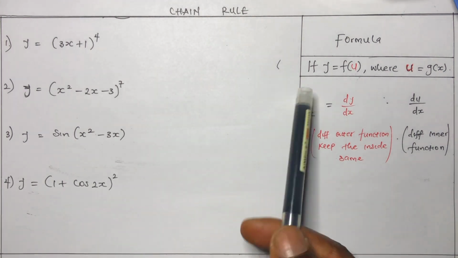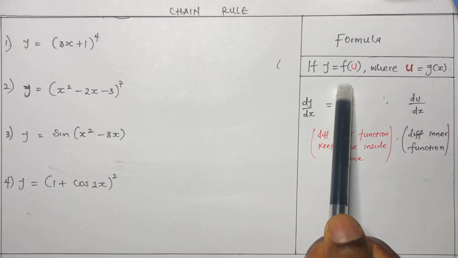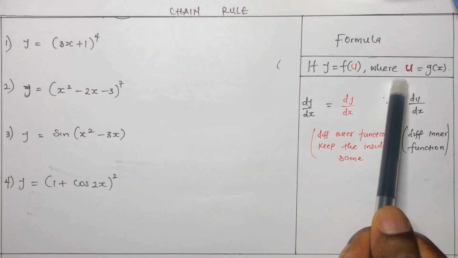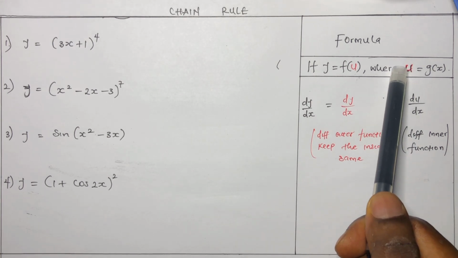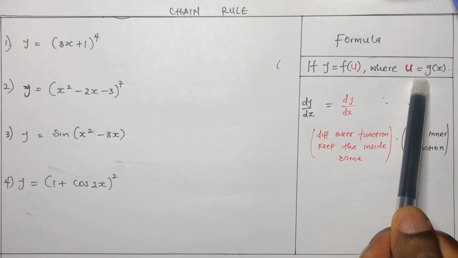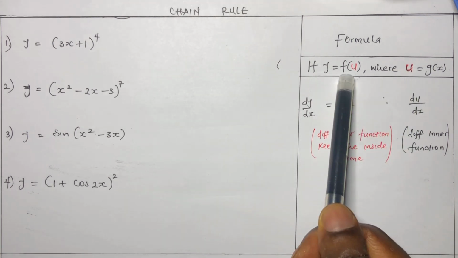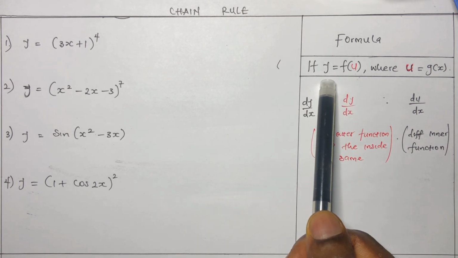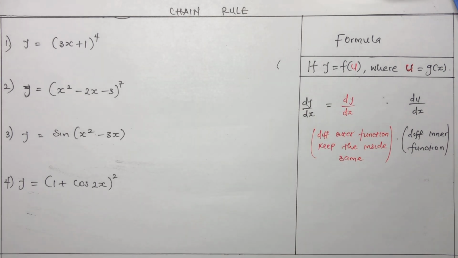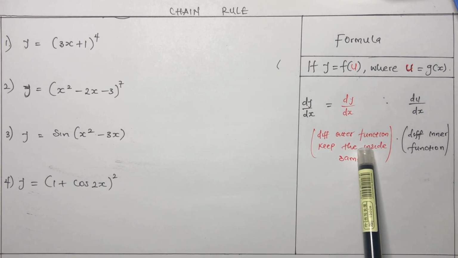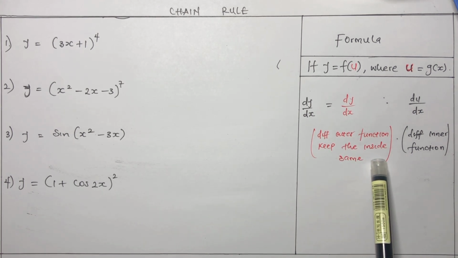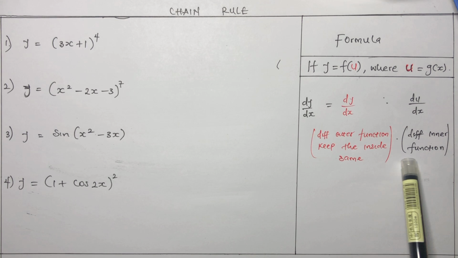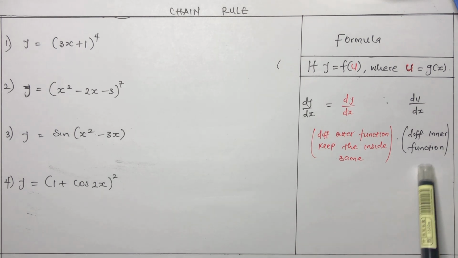Let's take from our formula, we have that y is equal to f of u, where u is equal to g of x. So we know that u is a function, and u is equal to g of x. And then u is inside of another function, which is y. So this is a perfect scenario where we can actually apply the chain rule method. And the way we go about this chain rule method is basically differentiating the outer function, keeping the inside function the same, and multiply by the derivative of the inner function.